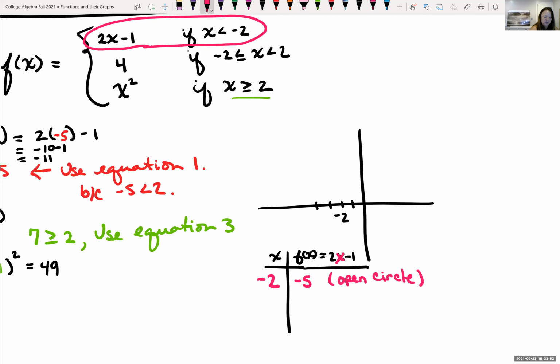So now let's choose anything that's smaller than -2, and we can plug it into this equation. If I plug in -3, I get 2 times -3 is -6. -6 minus 1 is -7. So I have enough to know what's going on and to graph that piece.